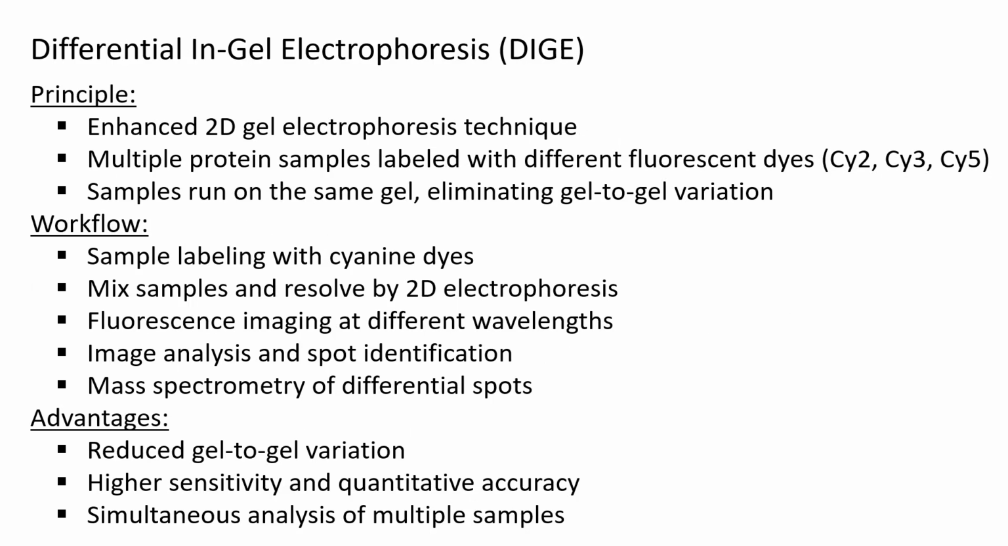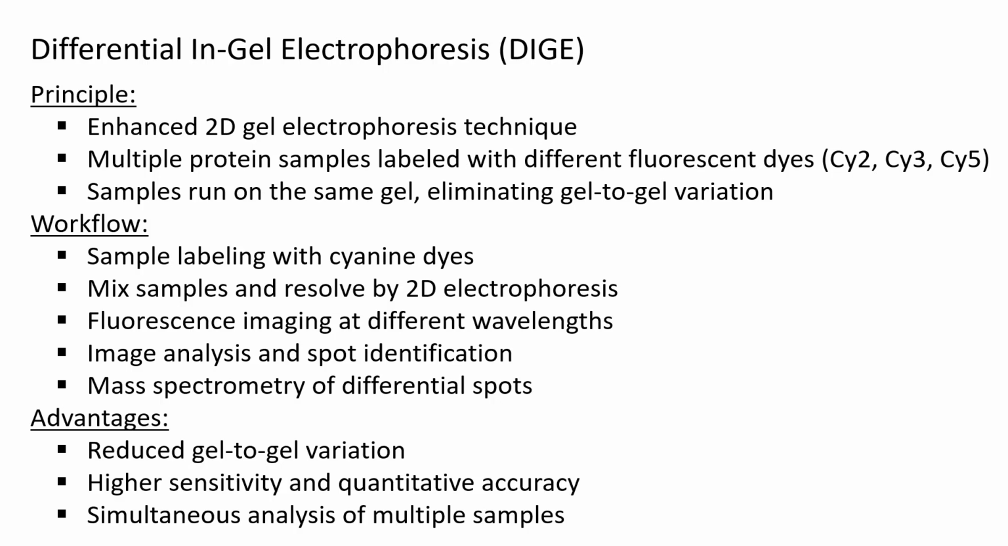Then we have another gel technique, which is differential in-gel electrophoresis. It is an enhanced 2D gel electrophoresis technique. It uses multiple protein samples labeled with different fluorescent dyes, and the samples are run on the same gel, eliminating gel to gel variation. The workflow is, it uses samples labeled with cyanine dyes.